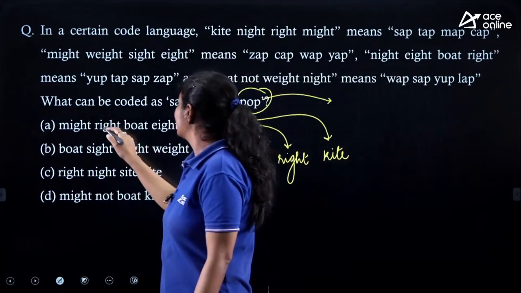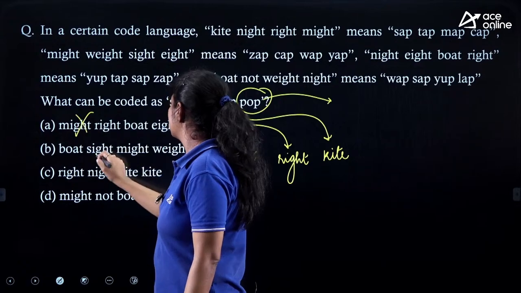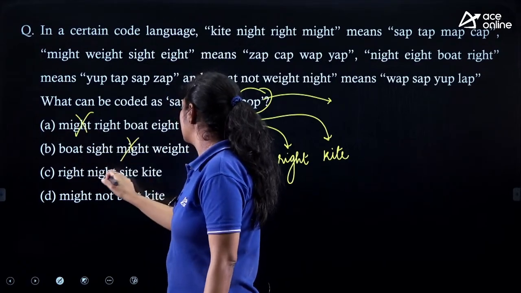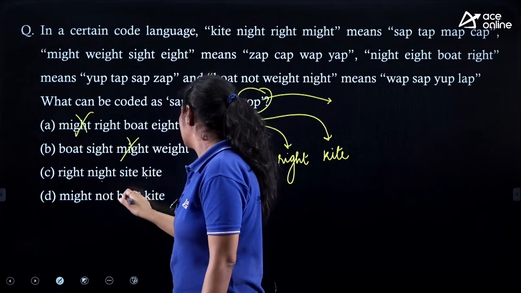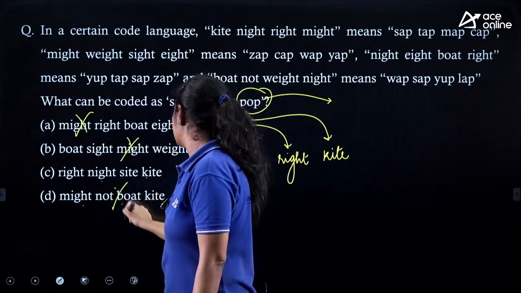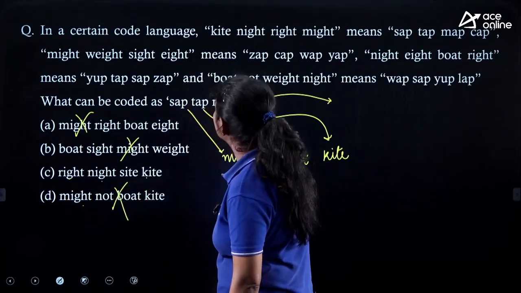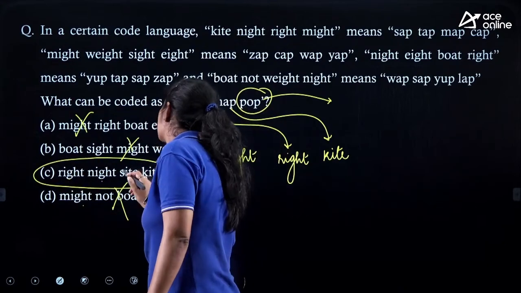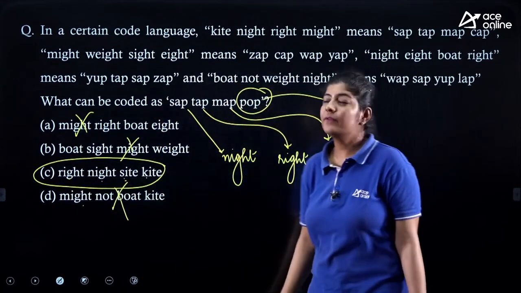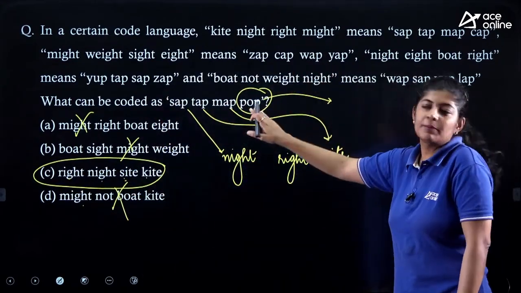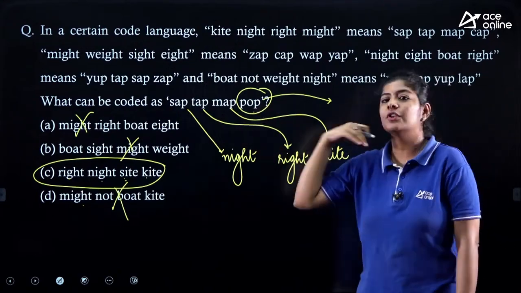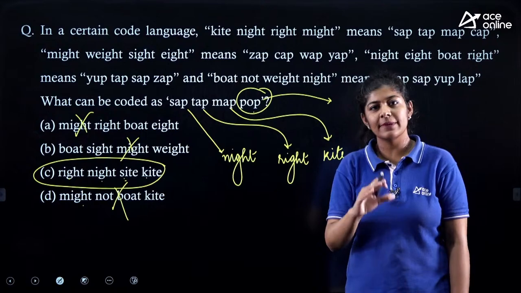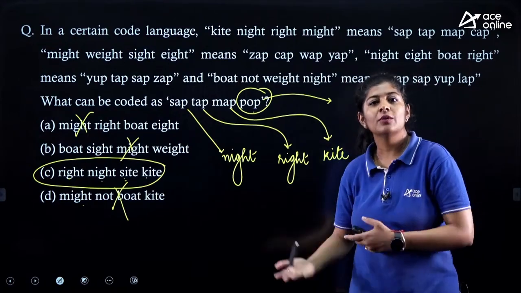Night, write, kite. Night, write, kite. Okay. Yes, option number C, I guess site is not used. Yes, option number C is the correct one. This site is a new word which is not mentioned over here, and for the pop, we want a new word, because this is a new code, and for the new code we want a new word. Similarly, for a new word we want a new code.